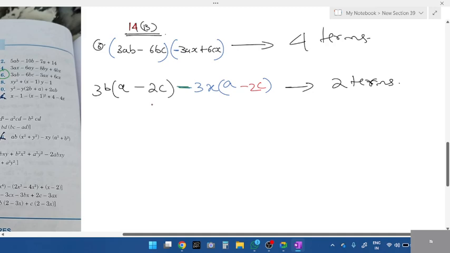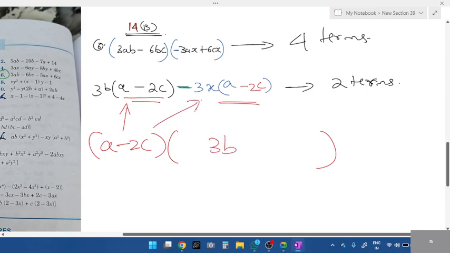That's it. If not, there's one more way. If you miss out 3b and 3c, just imagine you have taken this common, a minus 2c. What is left? How do you find the remainder? Divide this. What is left? Be quick, all of you. What is left, students? 3b. Divide this with the next one, minus 3x. Then check once again.